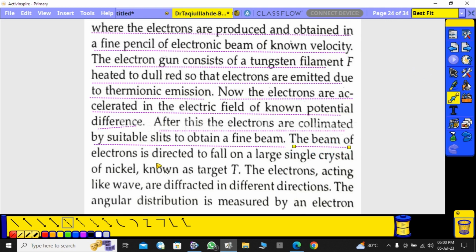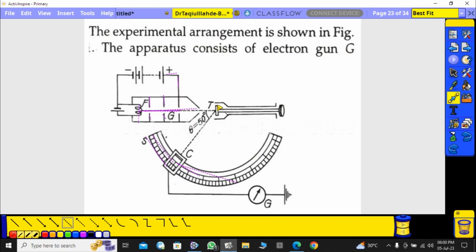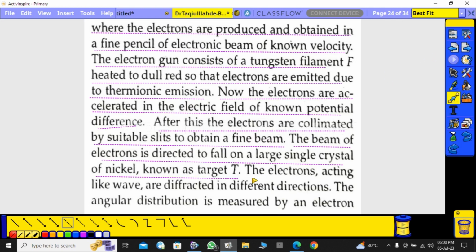The beam of electrons falls directly on a large single crystal of nickel, known as target T. The electrons, acting like a wave, are diffracted in different directions. Because if you accelerate the electrons to high velocity, they behave like a wave, so they will be diffracted like light.